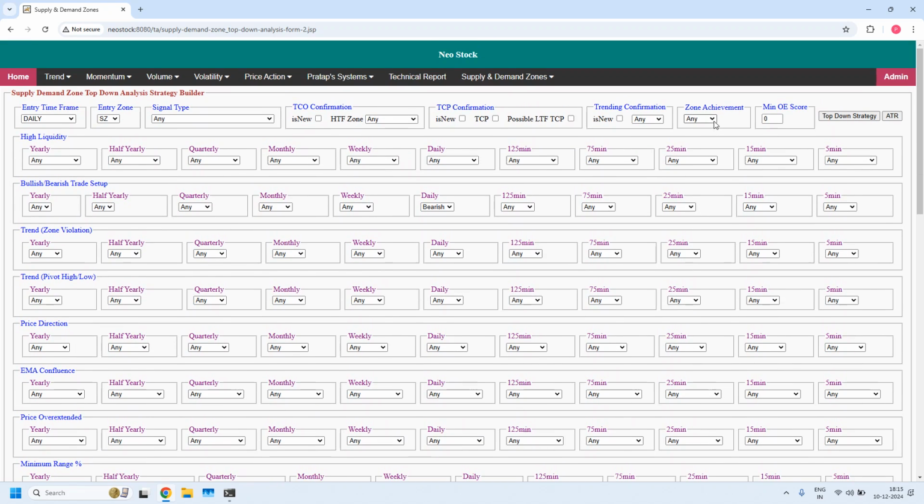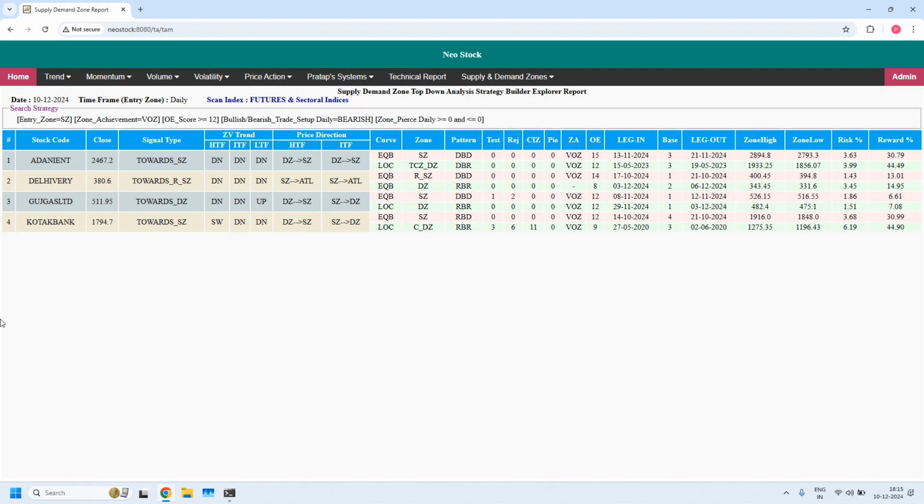Zone achievement violated opposing zone. Minimum odd enhancer score 12. All three filters are applied to daily supply zone. We got 4 stocks. These 4 are supporting bearish trade setup for monthly income trade, and entry zones are daily supply zones. Out of these 4 daily supply zones, any high probability setup supported zones, let us find.